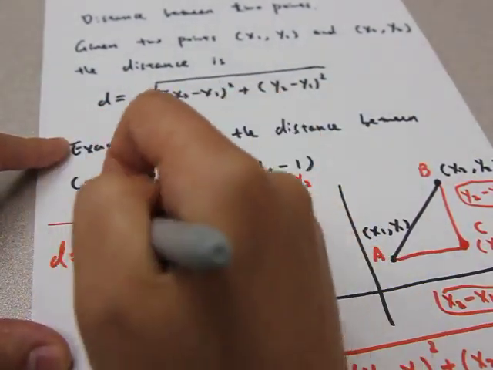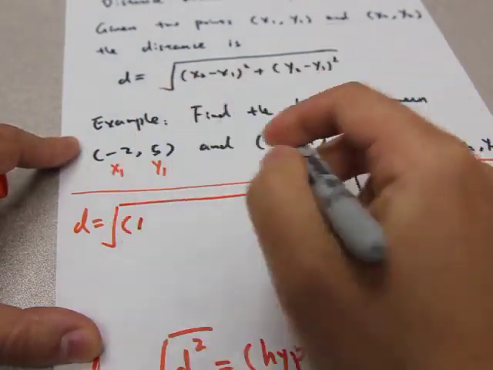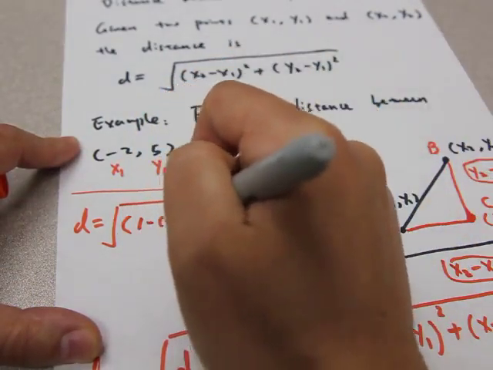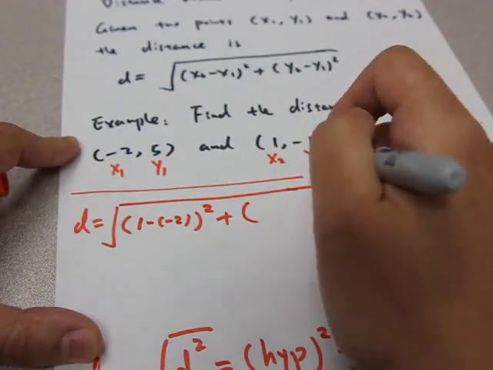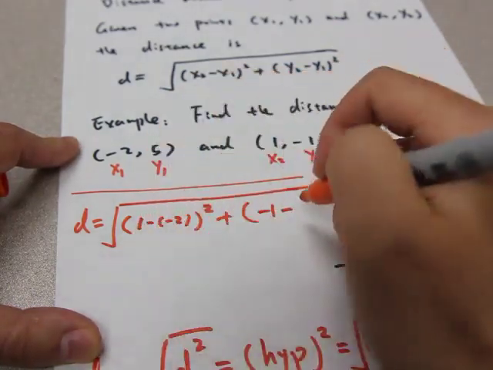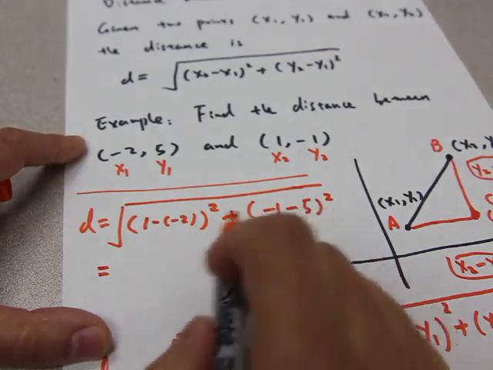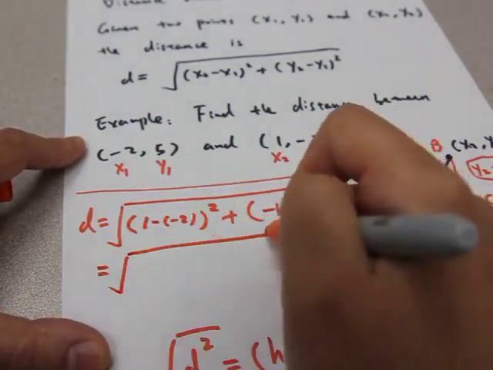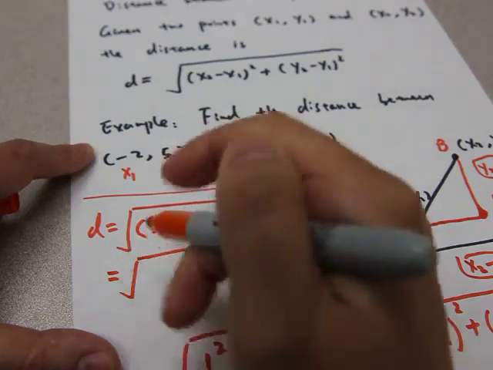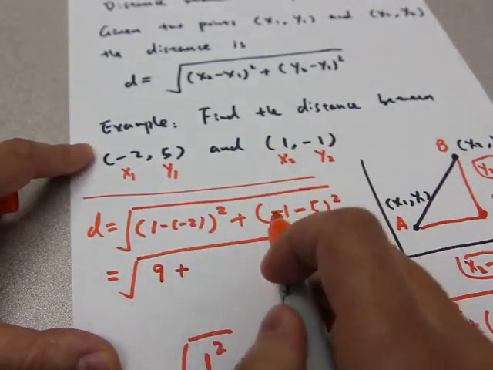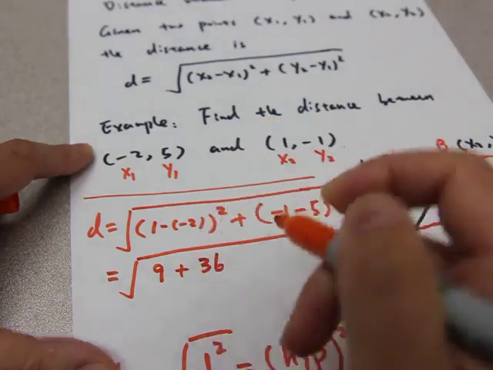Therefore, the distance is equal to the square root of x2 minus x1 square plus y2 minus y1 square. Okay, and then we compute the inside of the square root. So 1 minus negative 2 is 3. Now 3 square is a positive 9. Negative 1 minus 5 is negative 6. Negative 6 square is a positive 36.